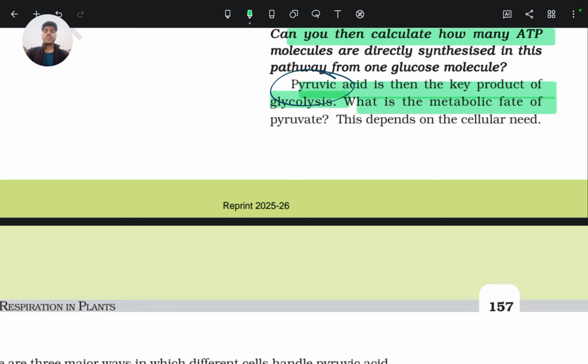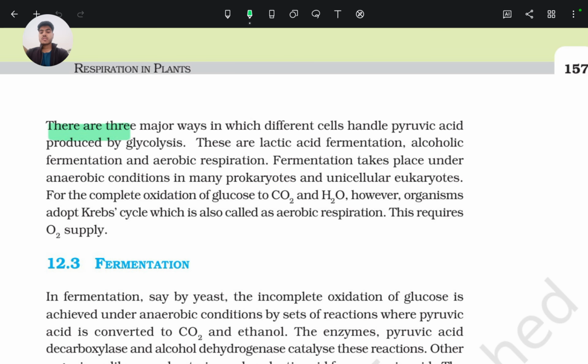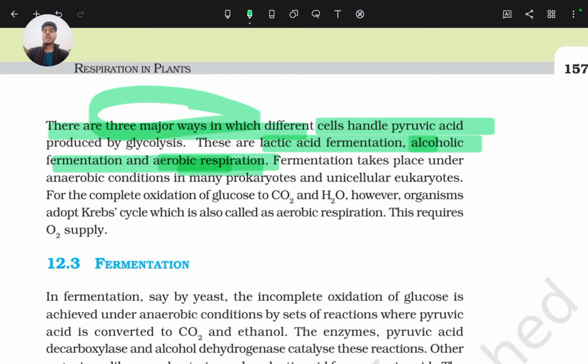What is the metabolic fate of pyruvate? We will discuss metabolic fate in the next lecture of this chapter. This depends on cellular need. The fate of pyruvate depends on the cellular need. There are three major ways in which different cells handle pyruvic acid. These are lactic acid fermentation and alcoholic fermentation, both anaerobic ways, and the third one is aerobic respiration. So there are three major ways in which pyruvic acid is handled by the cell.